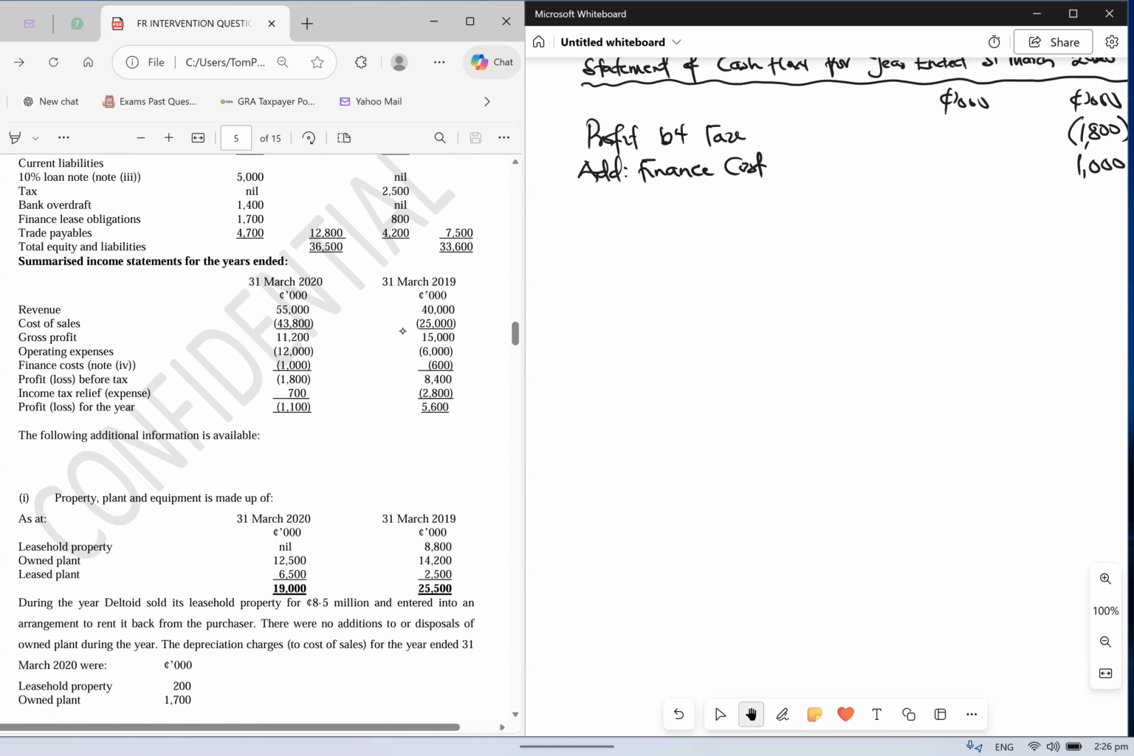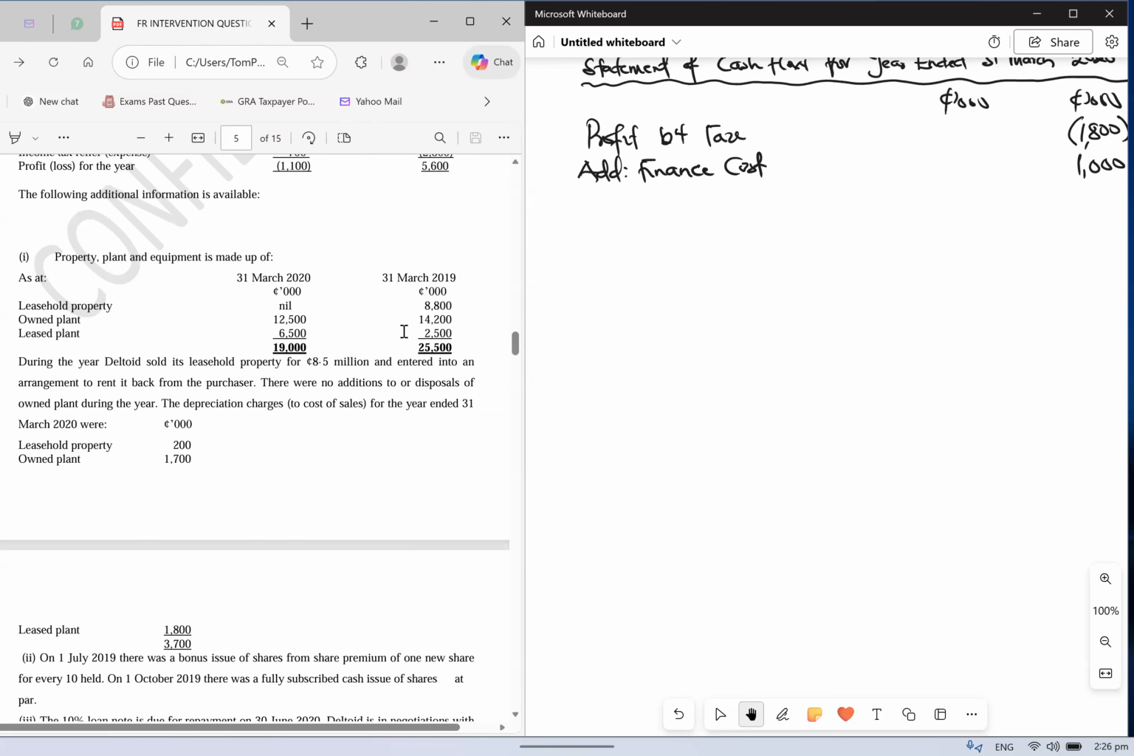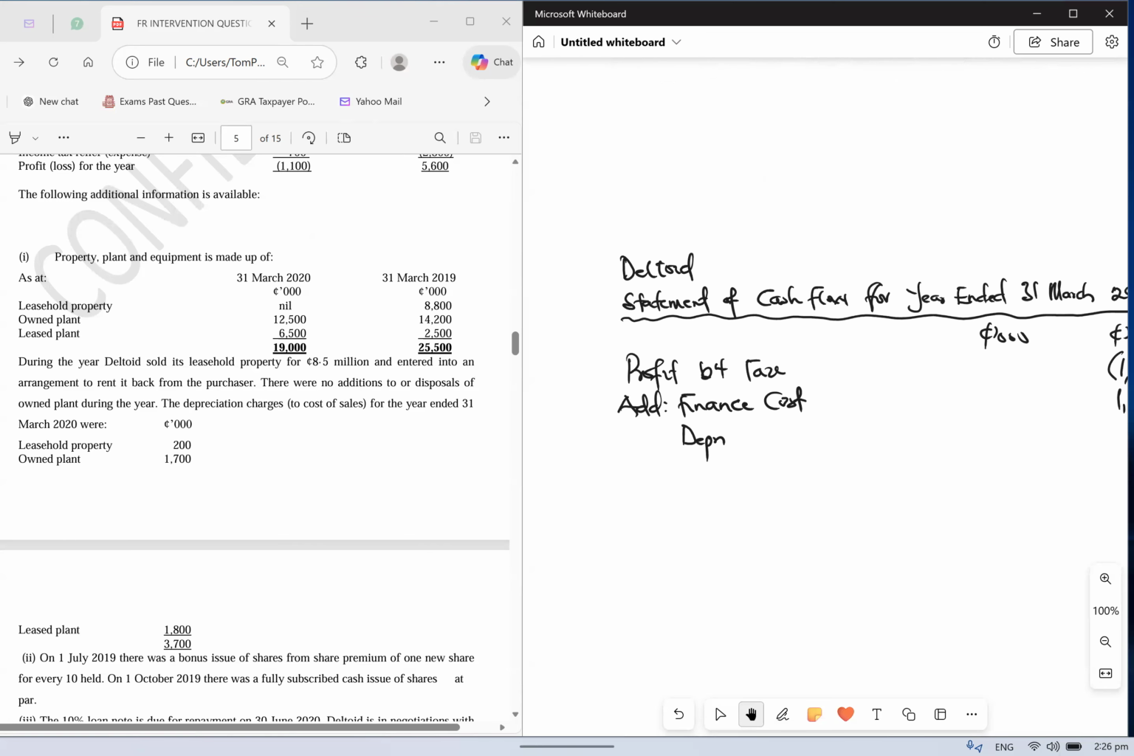So the PPE is here. You have the ones that you own, and you have right of use. All right. So we are looking for depreciation. During the year, Deltoid sold its leasehold property. There were no additions or disposal. Depreciation charge is in cost of sales. It's inside there. For the year, the total is 3,700. Depreciation is non-cash. Do you see where it is? So you look for depreciation. How much is that? 3,700. So you add back non-cash items.